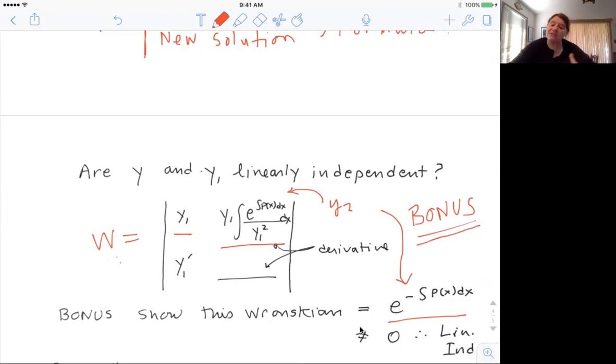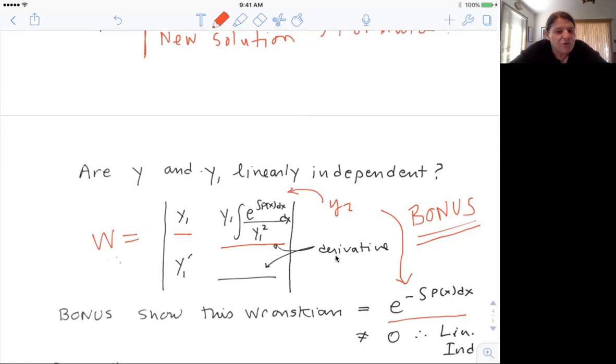Does everybody understand what I'm telling you to do? Show that this new thing that I got, which is supposed to be my new Y2, if you differentiate that and put its derivative here. Now I'll give you a little hint here, guys. This is a function of x and this is a function of x. What do you think you're going to have to do to differentiate this?